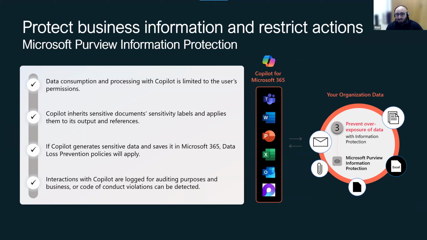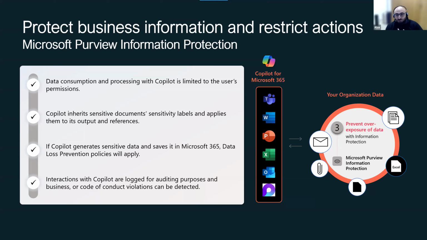Next, Copilot automatically inherits the sensitivity labels of any document it accesses. These labels are then applied to any output or reference generated by Copilot, maintaining the same level of data protection throughout. Third point, Copilot generates sensitive data and saves it within Microsoft 365.